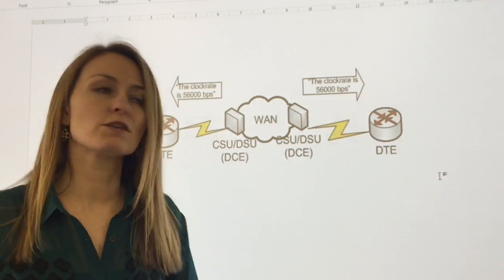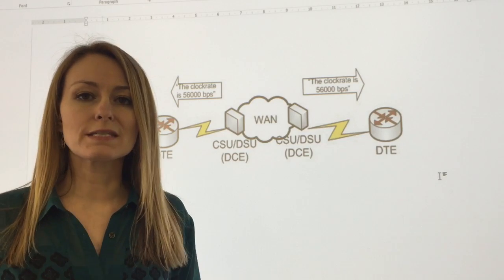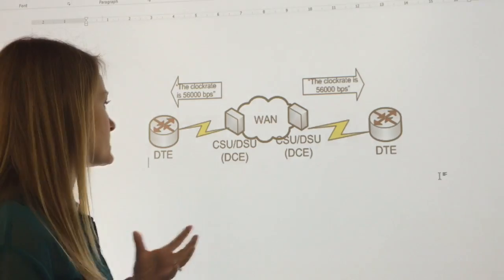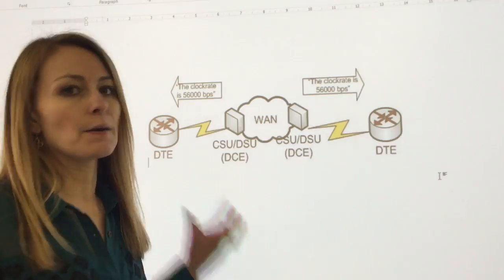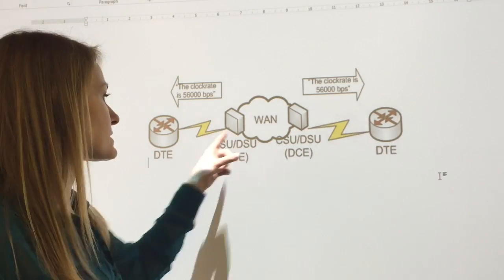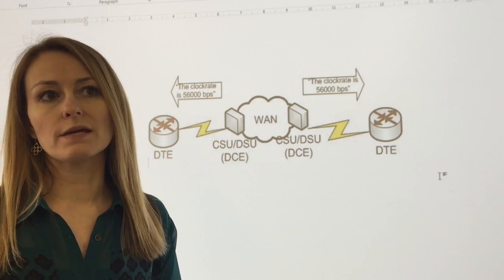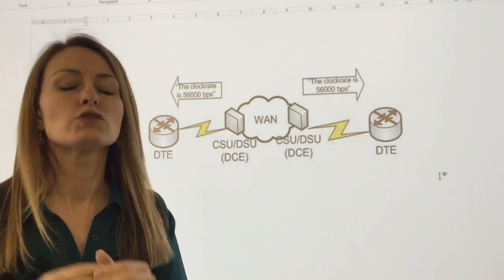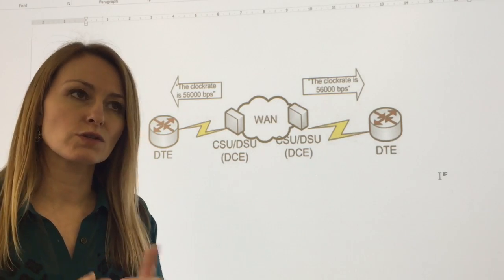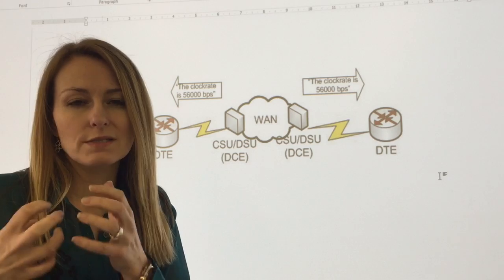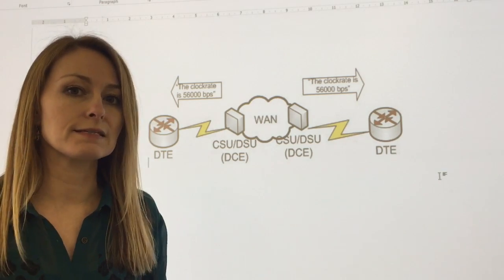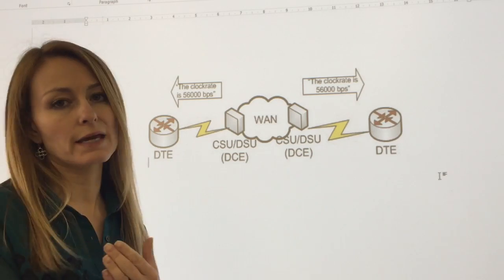DTE, DCE, these ones always confuse me. So the DTE and the DCE are two separate devices. The DTE might be a PC or a router, whereas the DCE might be a modem or something that's going to communicate the information. So your DTE is the end user device, something that's going to put the information onto the network. All the DCE does is communicate that information.